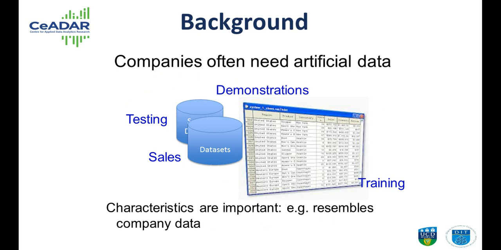DataGen addresses a common problem encountered by companies, the need for data that resembles company data, but which doesn't carry any privacy or confidentiality risk. This data might be used for demonstrating products, enabling training scenarios, testing new software, or to support sales activities.